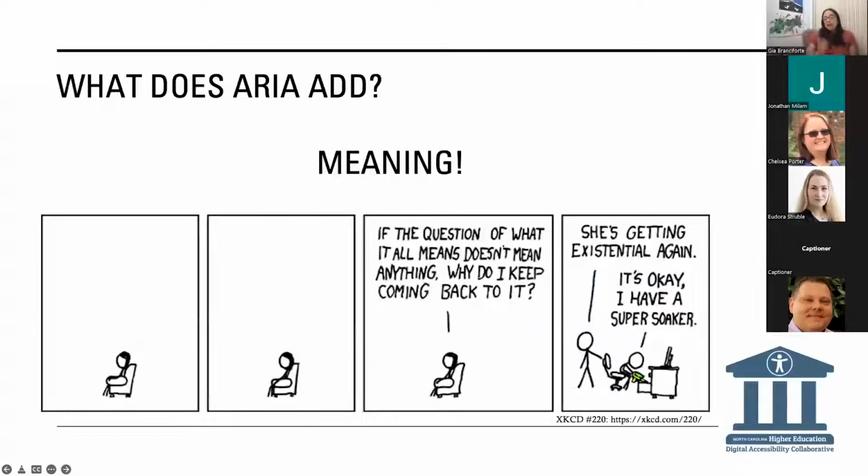So what does ARIA add? ARIA adds meaning. ARIA adds meaning to these elements so that assistive technology can pass that meaning on to users. And you're going to hear me use the word semantics a lot in this presentation. In an IT context, the term semantics refers to the meaning of an element or an attribute. So know that when I say semantic, I'm specifically talking about the meaning of that particular attribute and the meaning that that attribute adds to an element and in turn to the user experience for someone who is using assistive technology.